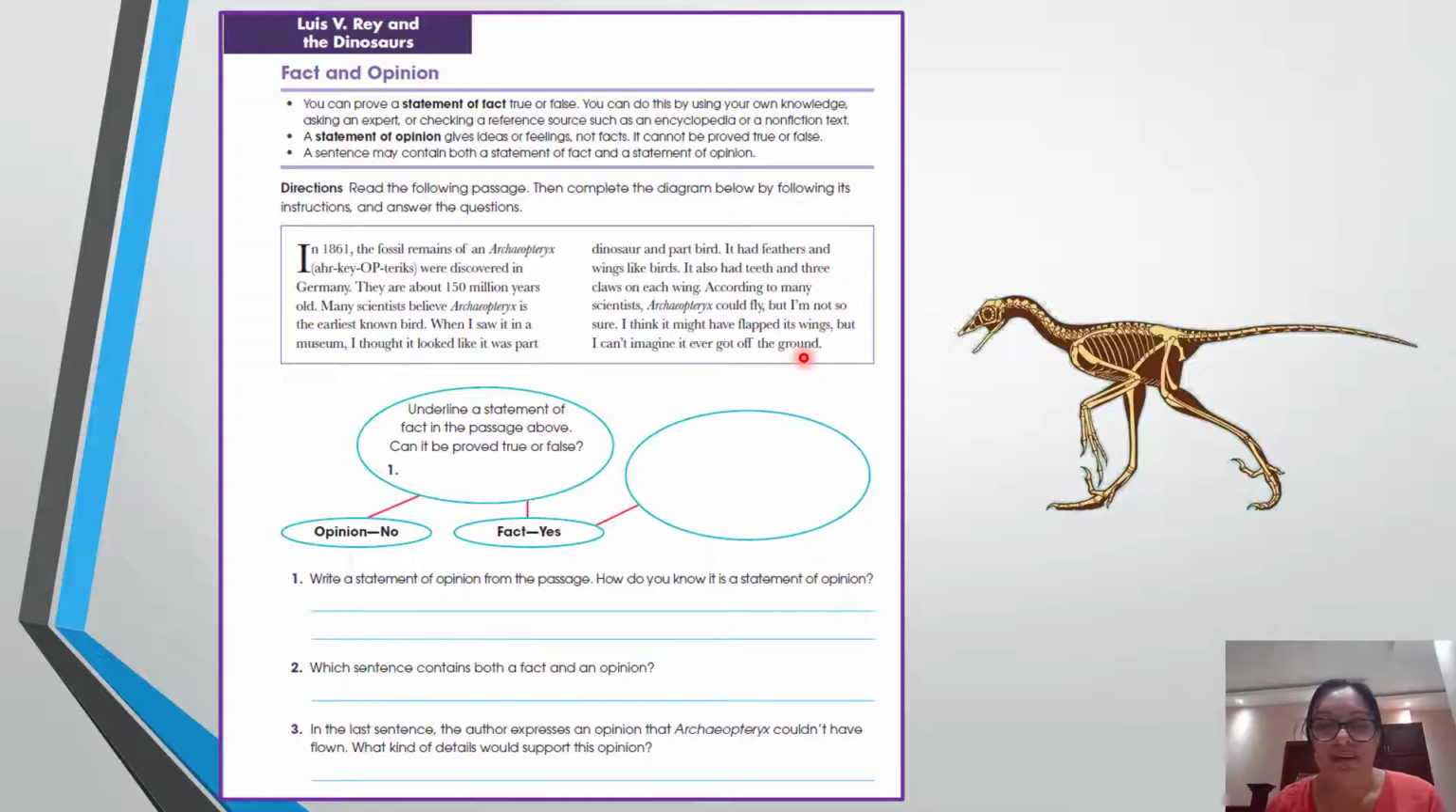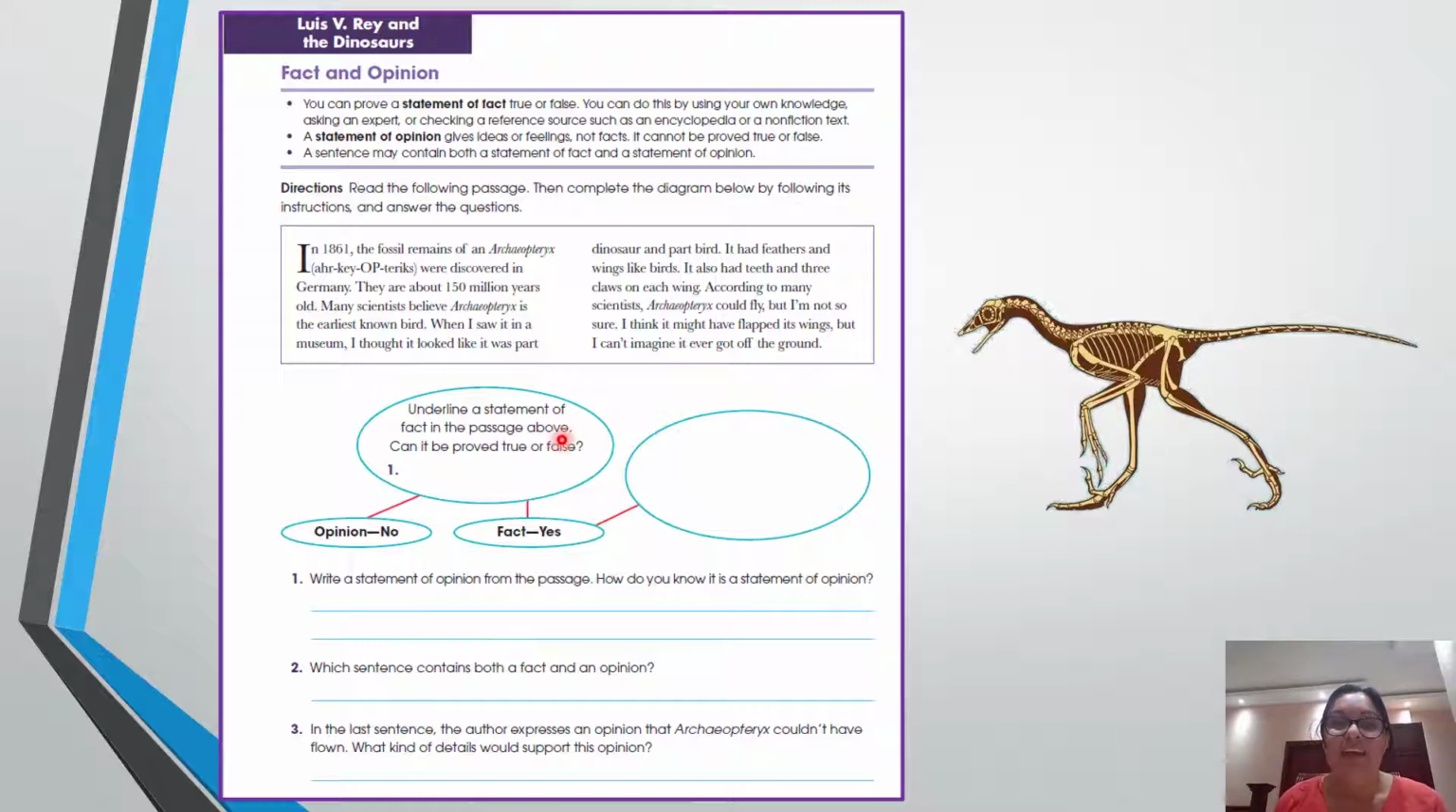So, this passage was talking about a dinosaur. Here you can see the picture. It was, well, part dinosaur, part bird. So the Archaeopteryx was very big.